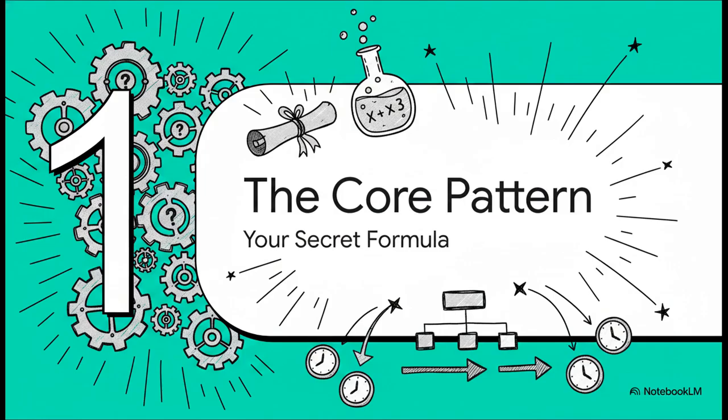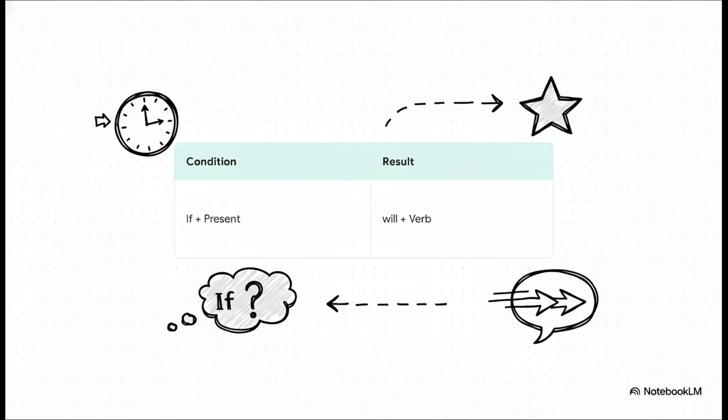So, what is this magic solution? I like to call it your secret formula. It's clean, it's simple, and trust me, once you get the hang of it, you're gonna use it all the time. And here it is. It's basically a two-part sentence. On one side, you have the condition. This part always starts with the word if and uses a simple present tense verb. And on the other side, you have the result. That's what's gonna happen, and we use will plus a verb.